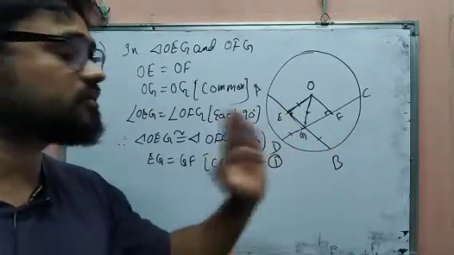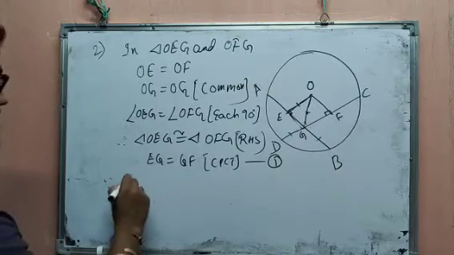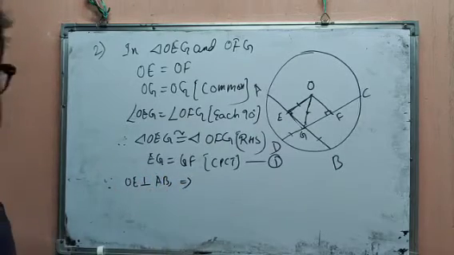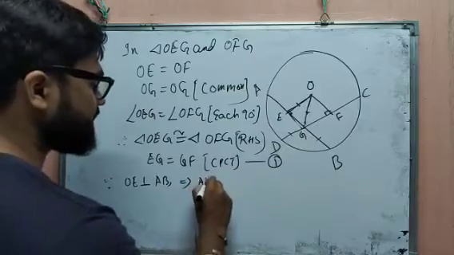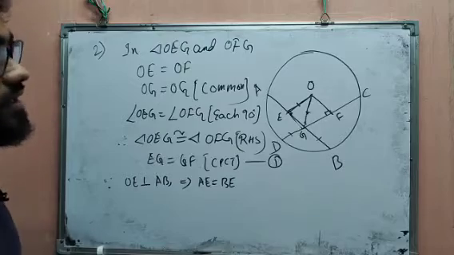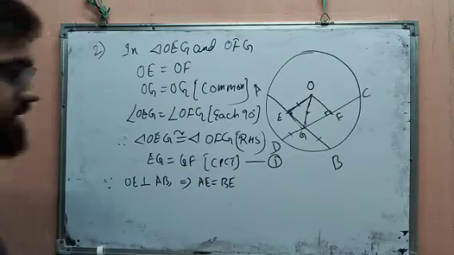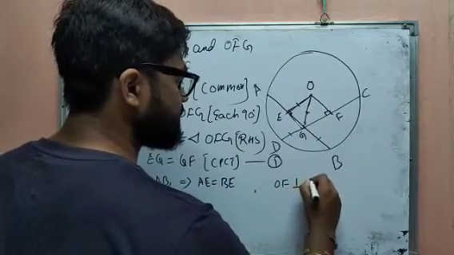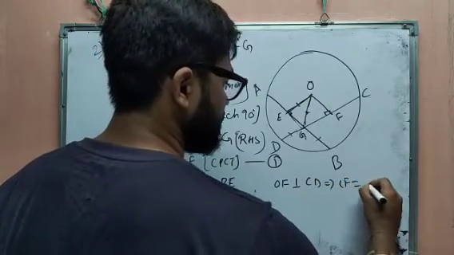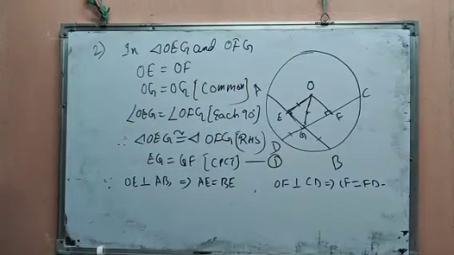That is AE equal to EB. Since OE is perpendicular to AB, this implies you can write AE equal to BE, because the perpendicular from the center to the chord bisects the chord. Also, OF is perpendicular to CD, so this implies you can write CF equal to FD. No need to give this an equation number.